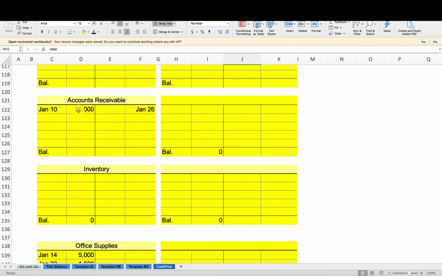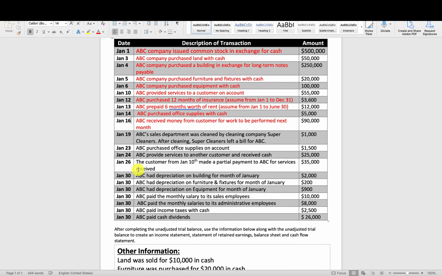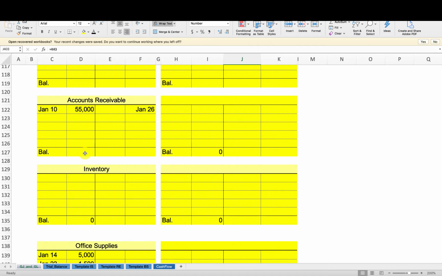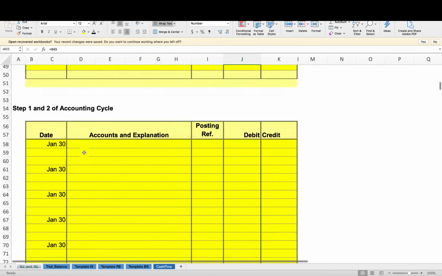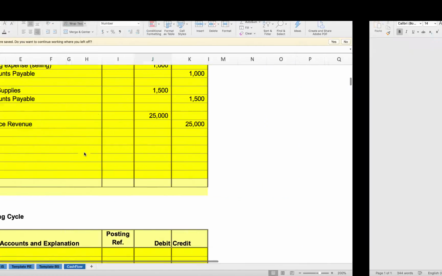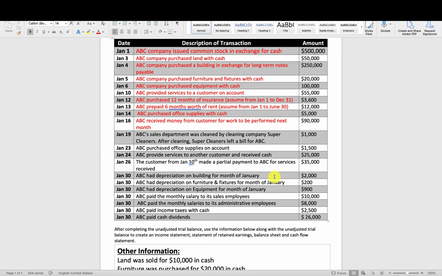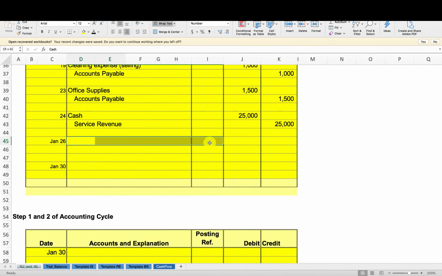Well, the customer hasn't paid us yet. So now it says the customer from January 10th made a partial payment. So they paid us $35,000 of the $55,000. Okay, great. So let's do the journal entry first, and then we can look at the balances, right? So first of all, we receive cash, okay? So I'm going to debit cash for $35,000.